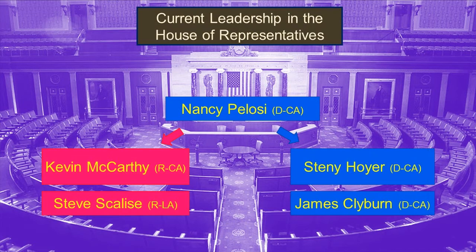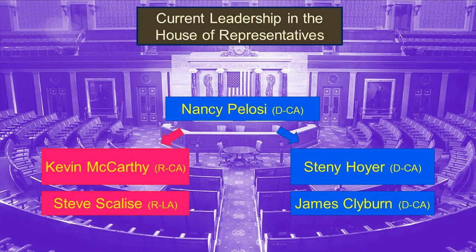So currently, as we approach the 2020 elections, just so that we know who these people are, the person in charge of the House of Representatives, the Speaker of the House, is Nancy Pelosi. She's a Democrat from California. Her main assistant, the House Majority Leader, is Steny Hoyer. He's a representative from Maryland. And the Majority Party Whip is James Clyburn. He is a representative from South Carolina.